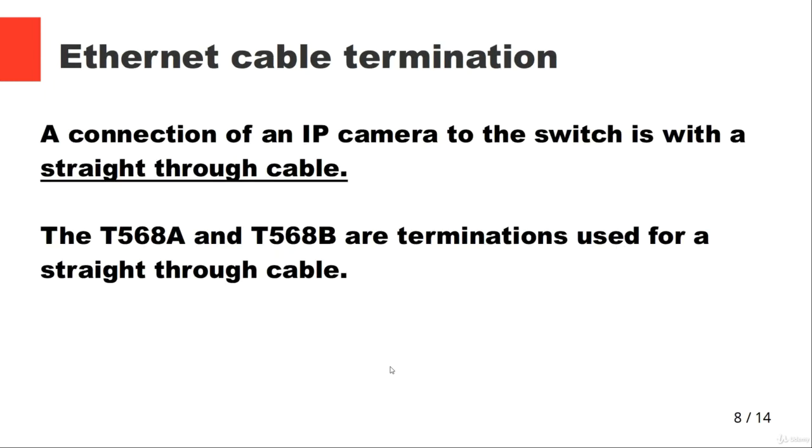A connection of an IP camera to the switch is with a straight through cable. So a cable where pin 1 goes to pin 1, pin 2 to pin 2, keeping the same color. There are two types of terminations used for straight through cable. One is called T568A and the second is called T568B. And there's a tiny difference between them.